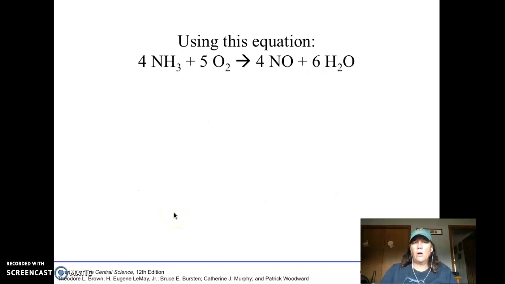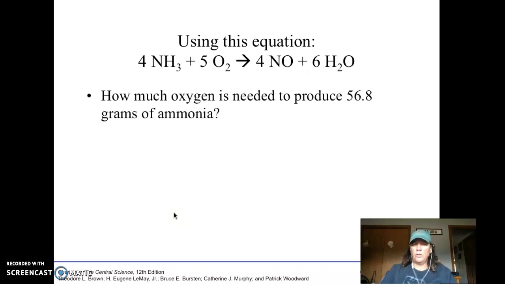Okay, so here we have an equation and it's balanced. That's important. How much oxygen is needed to produce 56.8 grams of ammonia? It should probably say how many grams. Anytime it says how much, grams is the most common because that's what we can measure. I probably should have put that in there, but bear with me.